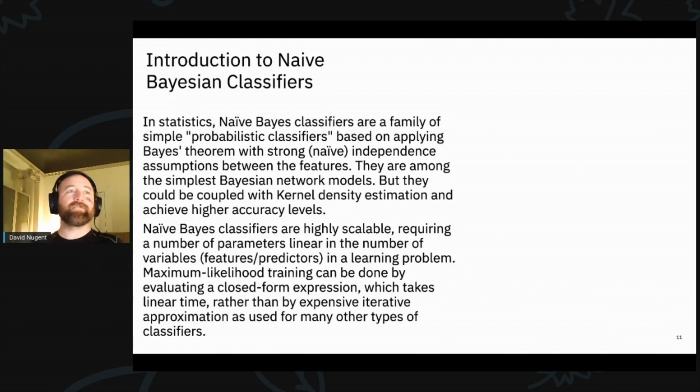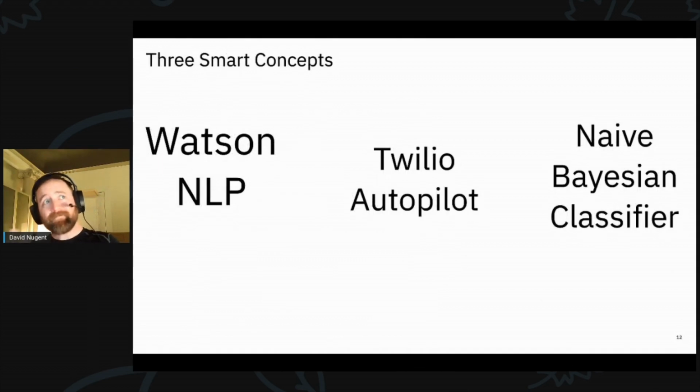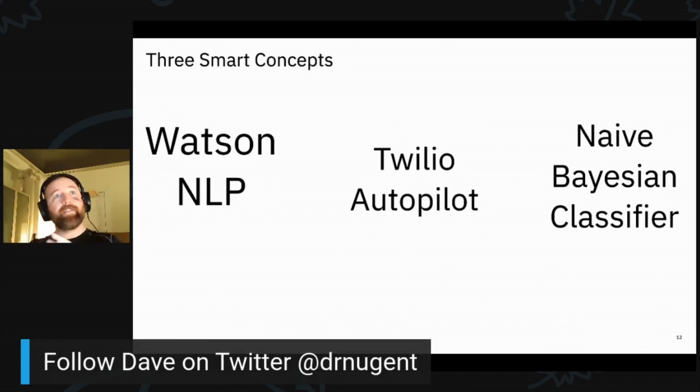We're going to do that just because it's really quick, it's highly scalable, not very customizable, but that's the third way that we're going to make our application smart. So, three smart concepts that we're going to deal with today. Watson natural language processing, which we just talked about. We're going to use Twilio Autopilot, which is their chatbot technology to interact between the human and the machine. And then we're going to have a naive Bayesian classifier to do a really quick and dirty smart matching between what people say and what the chatbot returns.